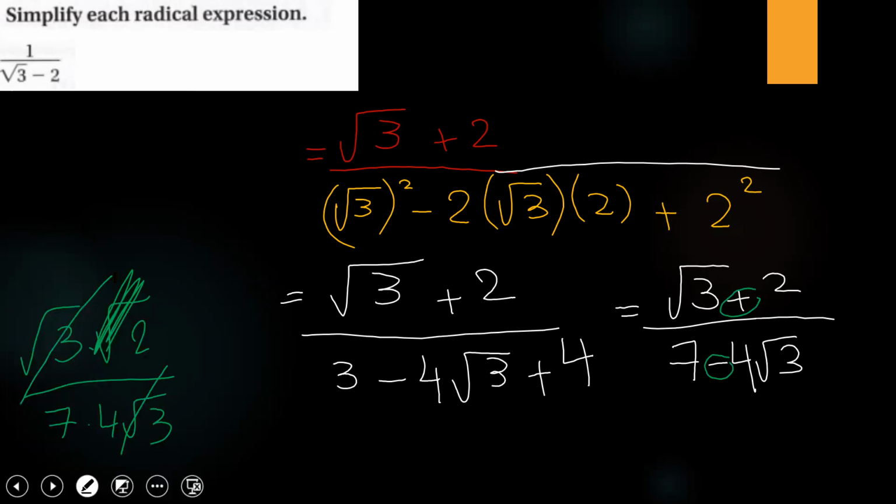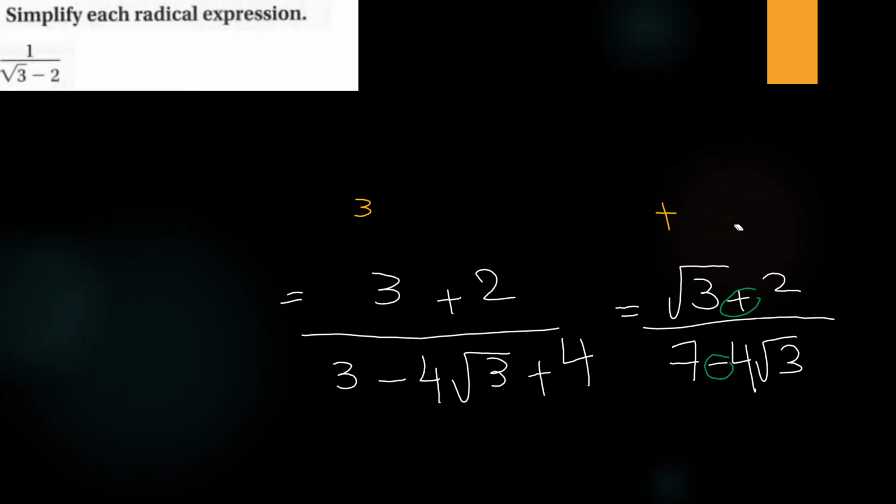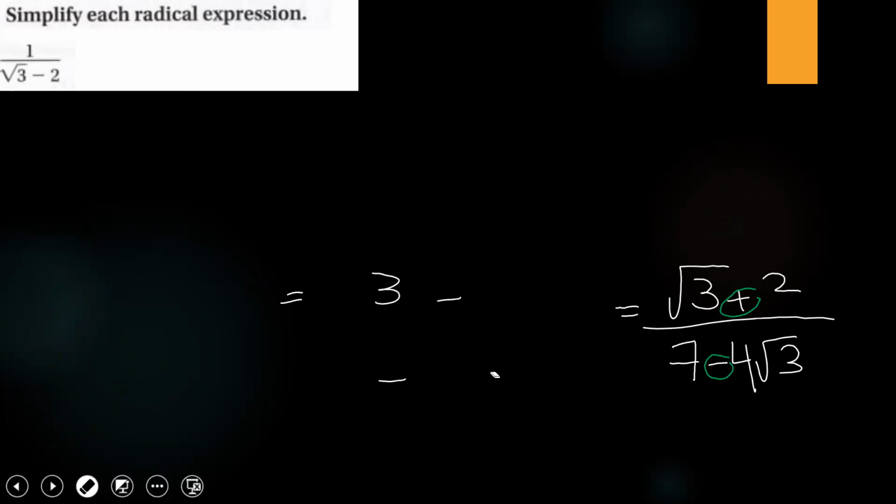If you have one like this, remember that it is like a plus b and a minus b. If you have a plus b and a minus b, can you cancel them? No. It cannot be cancelled. So let's continue.